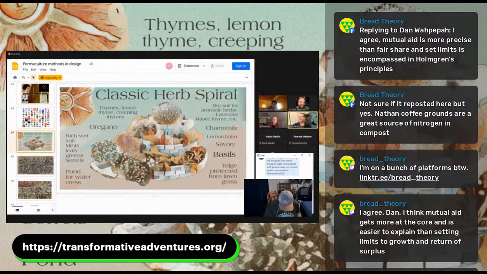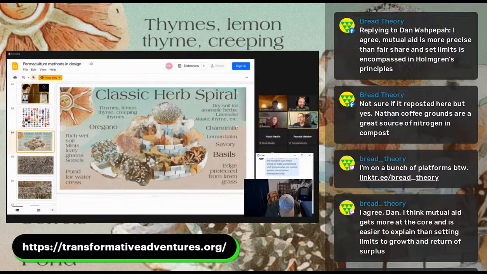Now, this is one of the reasons why permaculturists tend to love the classic herb spiral. It's not because it's the most useful and best garden design ever. They are pretty handy for a lot of people, especially if you're a new gardener. But what they really do is this one simple pattern encodes a lot of information about how to have a good garden.